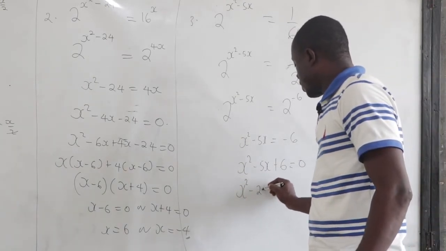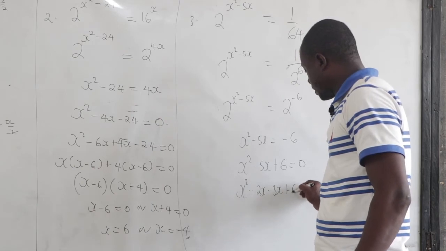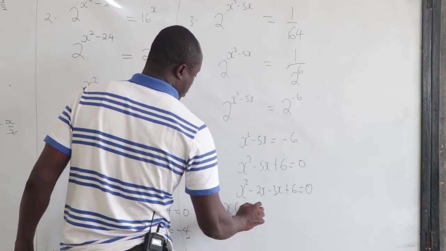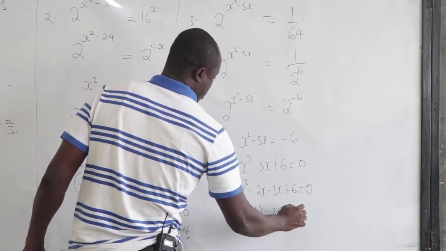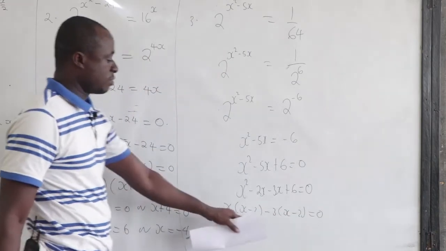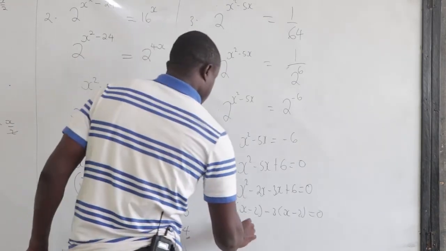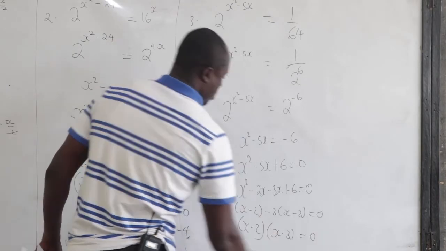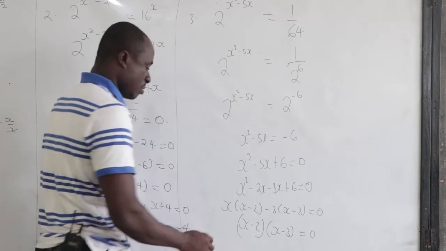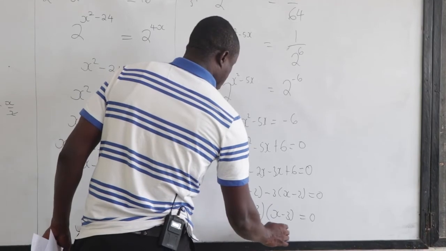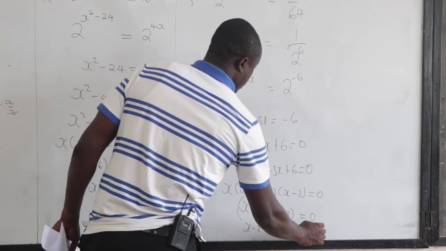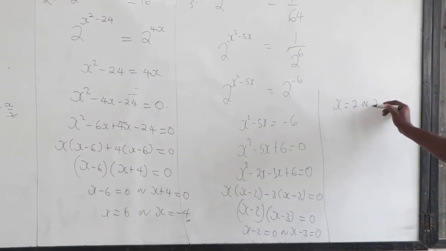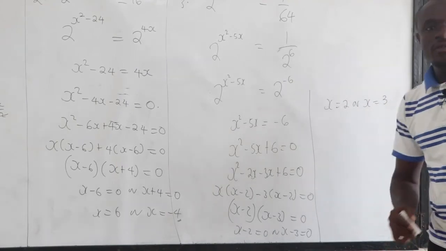You have x squared minus 2x minus 3x plus 6 equal to 0. What is common? x is common, so you have x(x minus 2) minus 3(x minus 2) equals 0. x minus 2 is common. We bring it out. What is left here? x minus 3 equal to 0. Two numbers multiply to equal 0. So you have x minus 2 equal to 0, or x minus 3 equal to 0. Clearly we have x equal to 2 or x equal to positive 3.